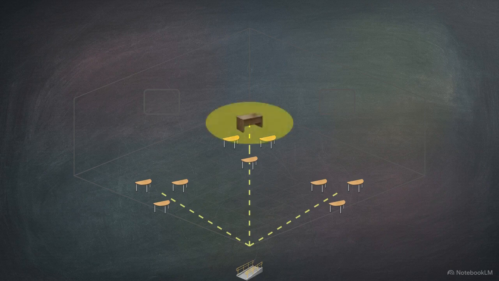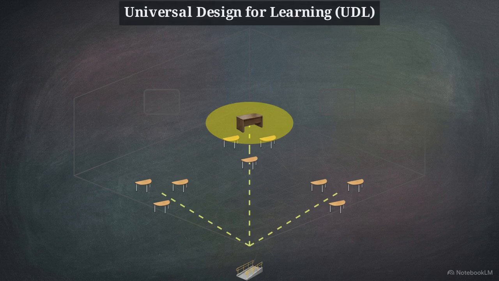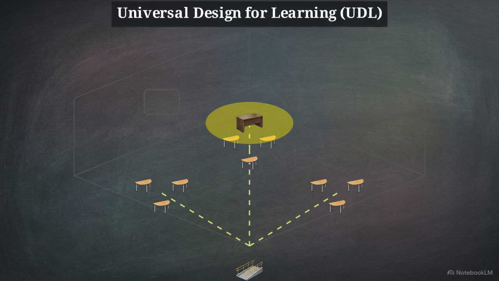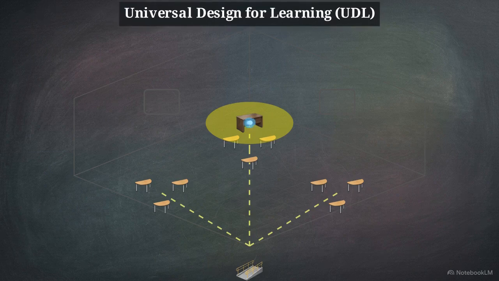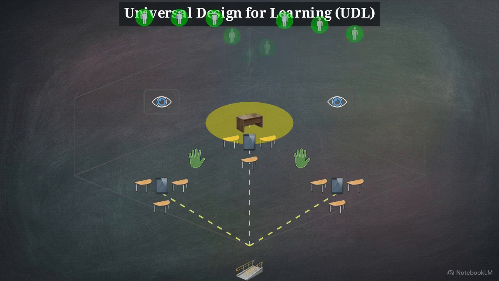With the physical space secured, we introduce the second layer, the pedagogical dimension. The core engine driving this dimension is Universal Design for Learning, or UDL. UDL requires lessons to be designed for accessibility from the start. Content is delivered through differentiated instruction, utilizing visual media, kinesthetic activities, and assistive technologies like text-to-speech software.